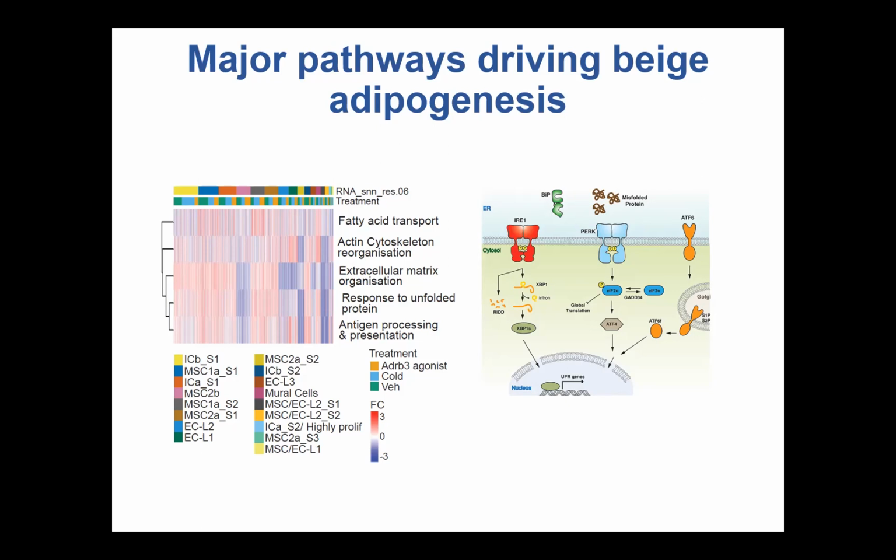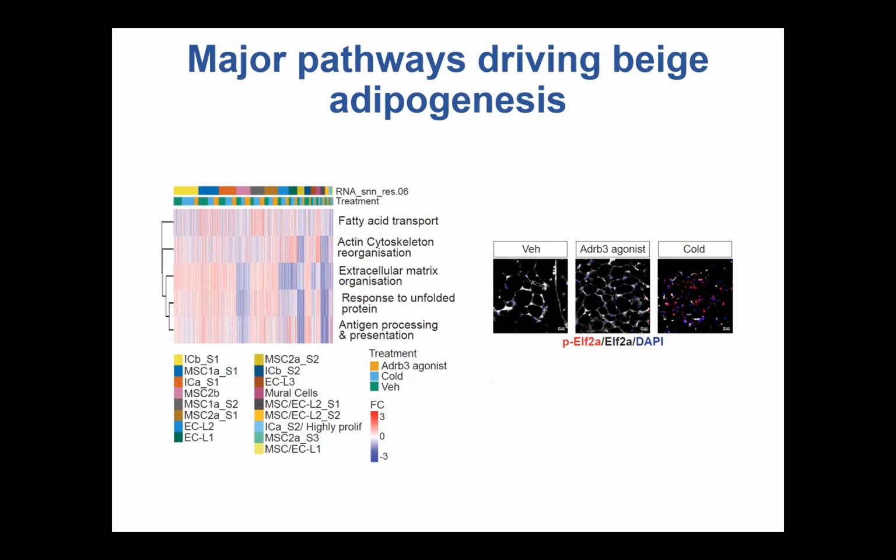As a readout of the activation of the unfolded protein response, we used the phosphorylation of eIF2. Then we stained mouse tissue by immunohistochemistry, from mice that were treated either with cold or with the beta-3 agonist. And then we can see that under cold only, there was a phosphorylation of eIF2, where we didn't see it in beta-3 adrenergic agonist activation or vehicle, suggesting that there are some differences between the pathways that are driving the browning process in beta-3 agonist and cold.